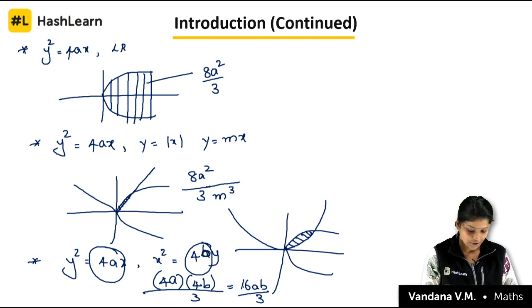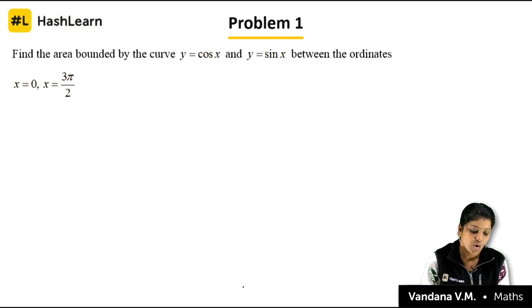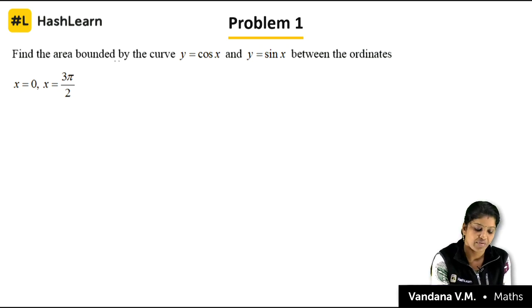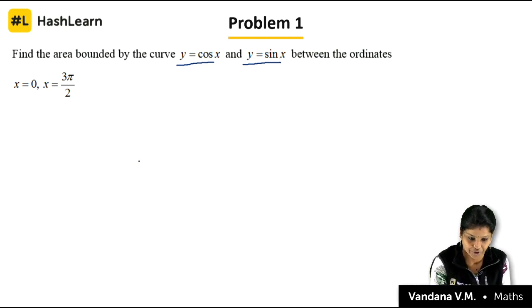Okay, next. Let us do some questions. Find the area bounded by the curve. So these are also previous year questions and exemplar questions that I took. Please understand. If you have doubt, let me know. Find the area bounded by the curve y is equal to cos x, y is equal to sin x. You should know how to draw the diagram first, I feel.